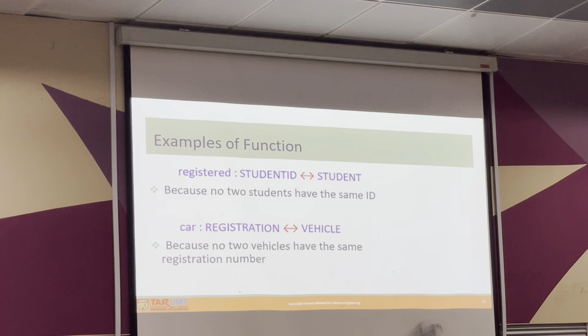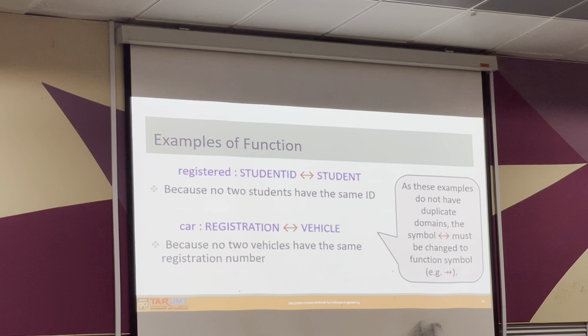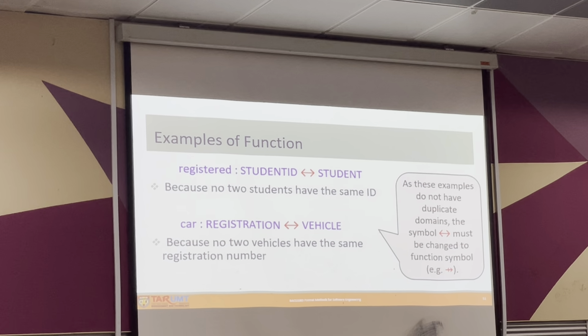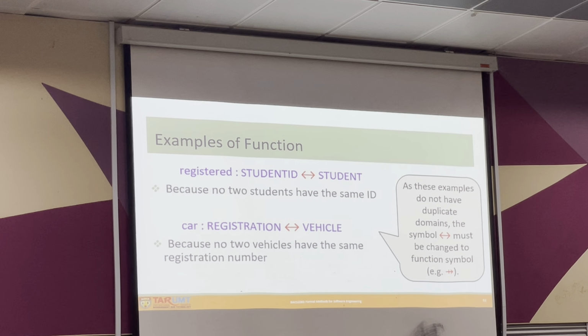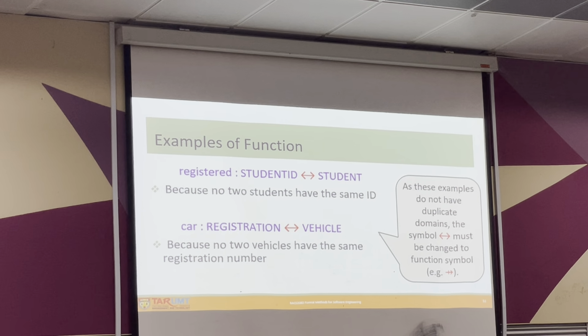So when you do your operation schema, of course for your assignment, my suggestion is to go straight to looking at the primary key. If there is no duplication, automatically it will be a function. No need to consider relation or whatever. If there is no duplication of your domain, automatically it is a function. That's all.